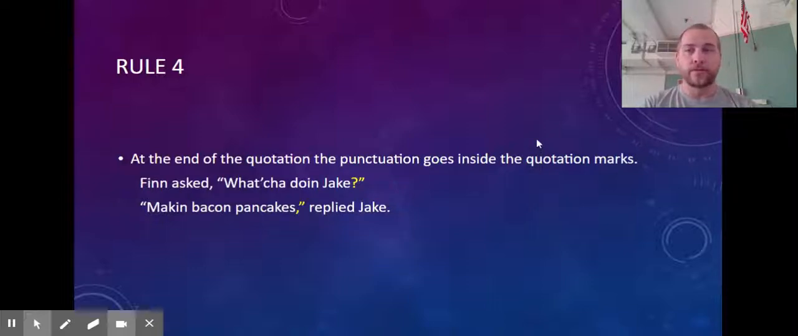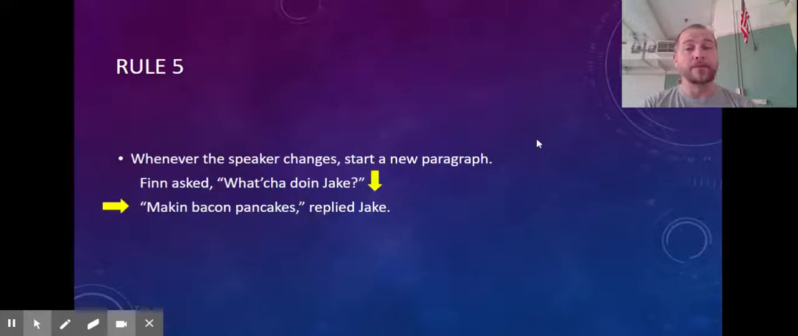And finally, rule 5. This is one of the most important rules. It's going to help your dialogue become much clearer if you follow this rule. Whenever the speaker changes, start a new paragraph. And so here in the dialogue, we have Finn asking, "What you doing, Jake?" Now, the person who's talking is going to change from Finn to Jake. And so in order to show that, I'm going to hit the enter button on my keyboard, start a new paragraph, indent it, and then put the next character's line. "Making bacon pancakes," replied Jake.